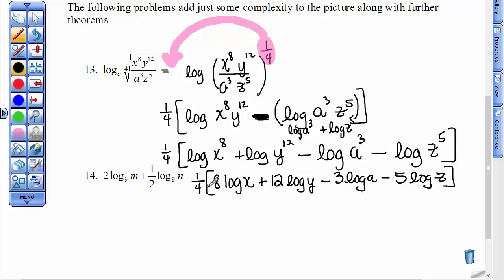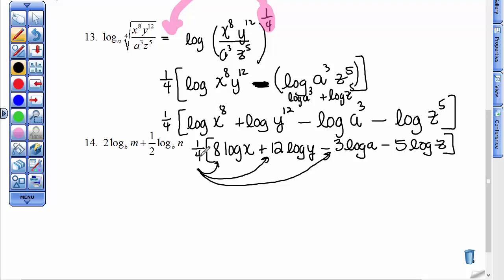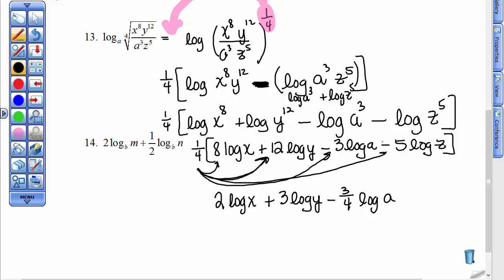Oh, geez. Now I got to distribute 1/4 times each of these terms. So the first one will be 1/4 times 8 is 2 times the log of x. 1/4 times 12 will be 3 times the log of y. 1/4 times a minus 3 would be a minus 3/4 times the log of a. And 1/4 times this 5 way over here would be a minus 5/4 times the log of z.